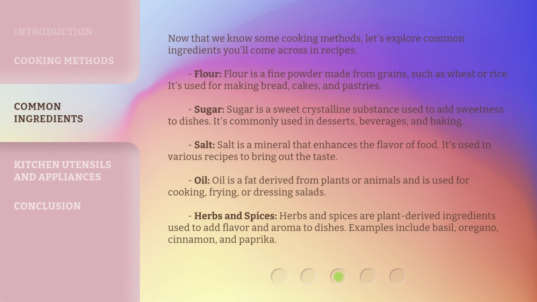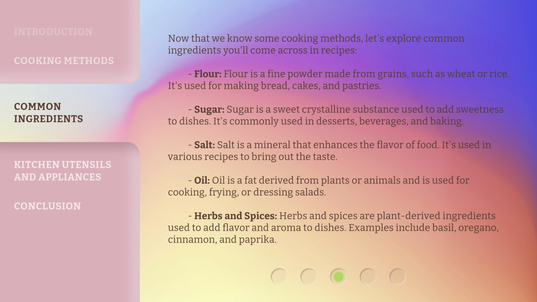Now that we know some cooking methods, let's explore common ingredients you'll come across in recipes. Flour. Flour is a fine powder made from grains, such as wheat or rice. It's used for making bread, cakes, and pastries. Sugar. Sugar is a sweet crystalline substance used to add sweetness to dishes. It's commonly used in desserts, beverages, and baking.